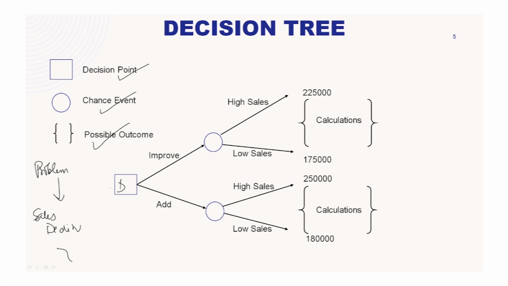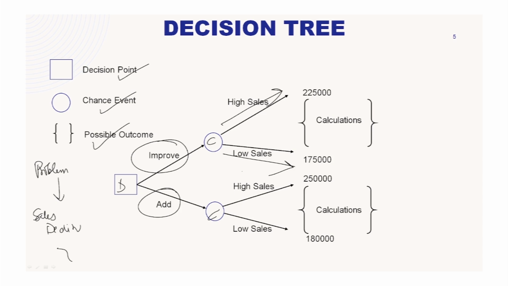One decision is with respect to improvement of your existing product, or addition of a new product in the market. So these are the two decisions that you will be taking, and this is the chance of event. Chance of event is like it could lead to the increase in the sales, that is this part, and it could lead towards the decrease of the sales, this part.